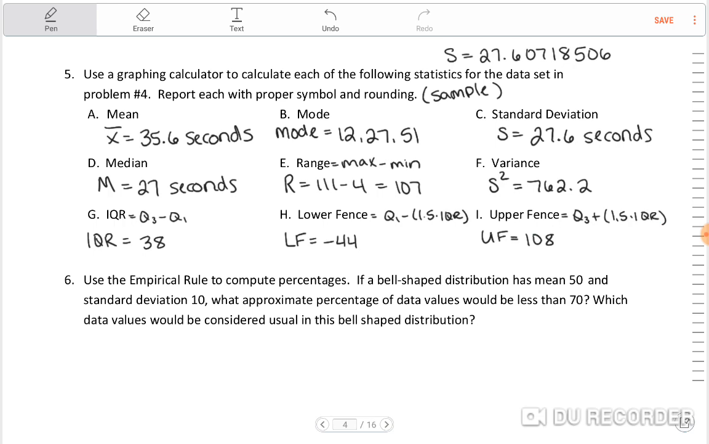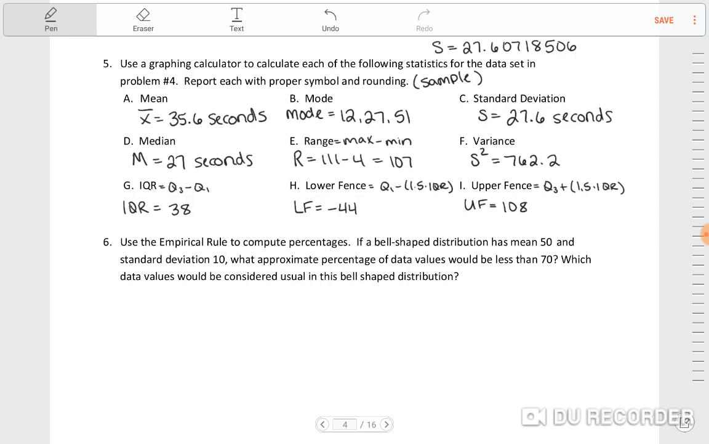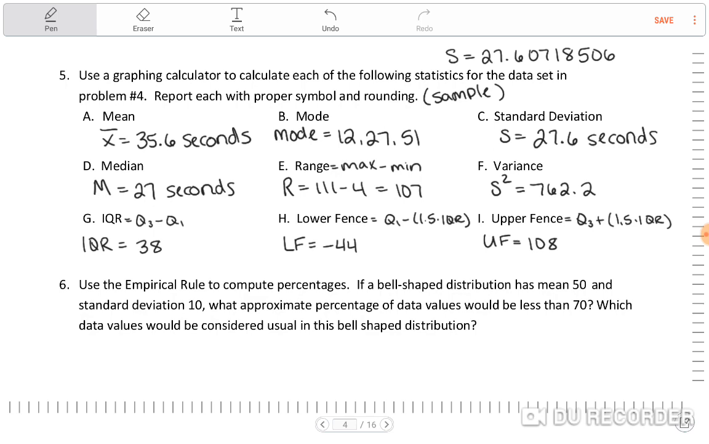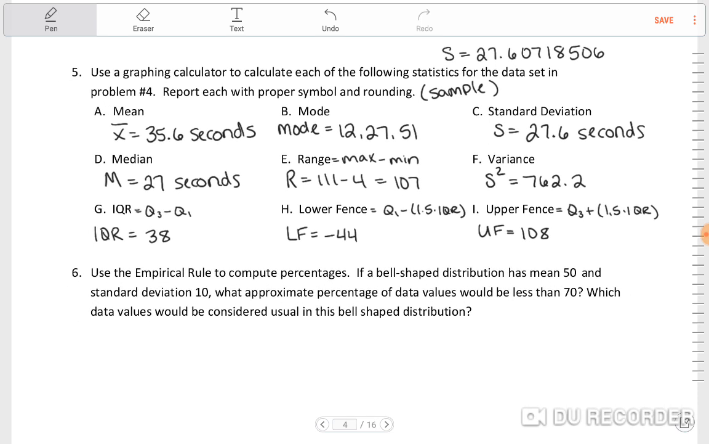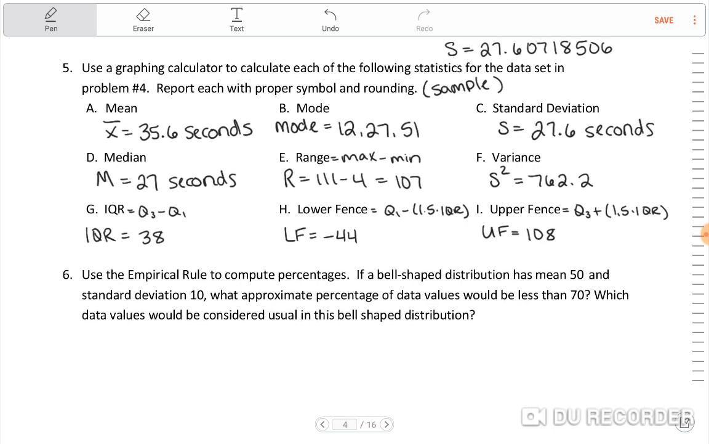Just as a side note, I don't really have a lot of space here, but I'll just mention it, so maybe you can write it down somewhere. If you're dealing with population data, then the symbol for mean is mu, the symbol for standard deviation is sigma, and the symbol for variance would be sigma squared.